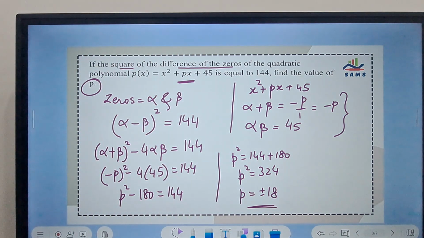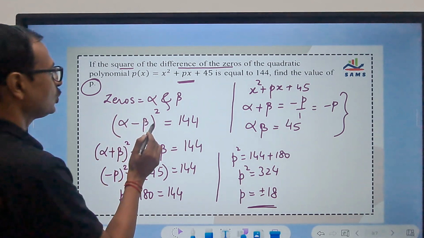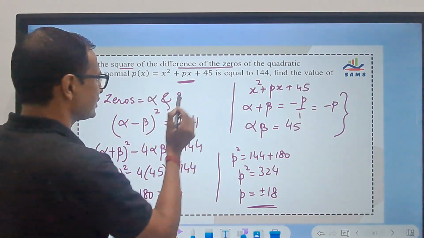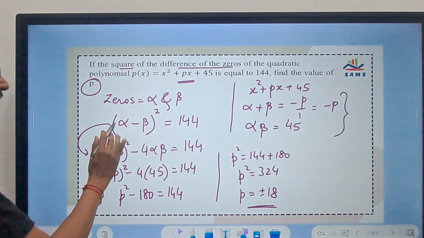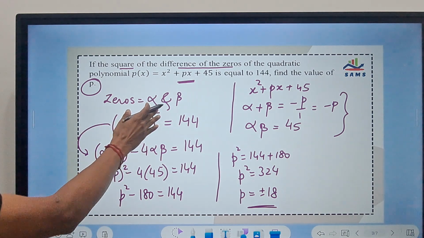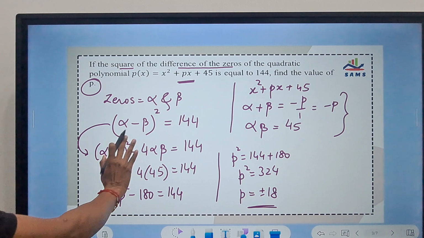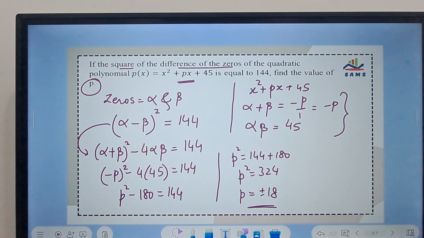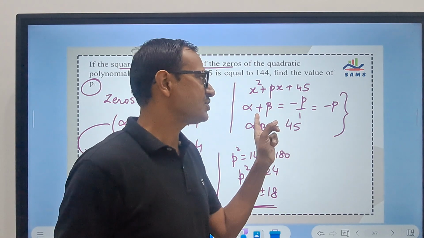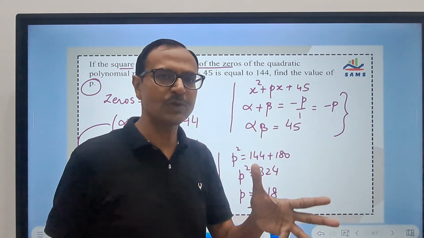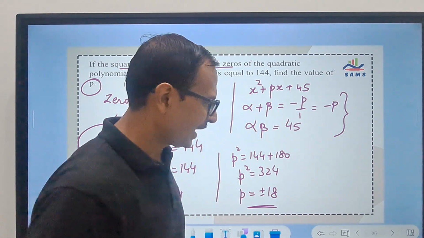Now where is the typical thing in this question? One is you should know what is square of the difference of the zeros. What does he mean by that? And then you should know how to convert alpha minus beta whole square to something containing alpha plus beta and alpha beta, right? And then the relationship, obviously you should know the basic thing. What is the relationship between the coefficients and the zeros of a quadratic polynomial? Let's see another one.